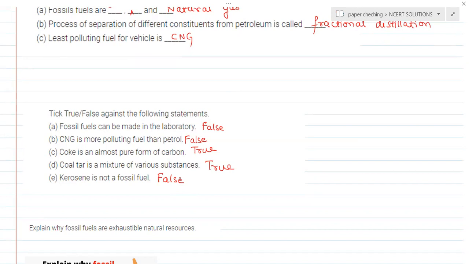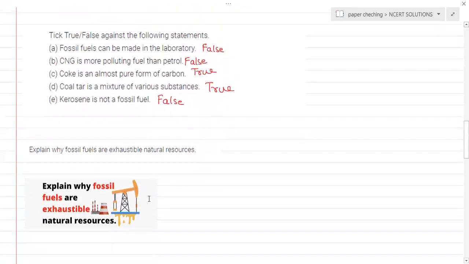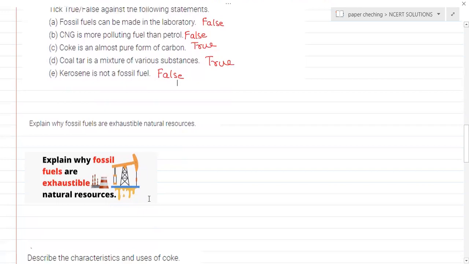Kerosene is a fossil fuel. Explain why fossil fuels are an exhaustible natural resource. In one statement, if I have to answer this, it is because it is easier to use them up, and the time that we take to consume them is lesser, but the time that nature takes to produce them is much higher. Let's put them in good words.